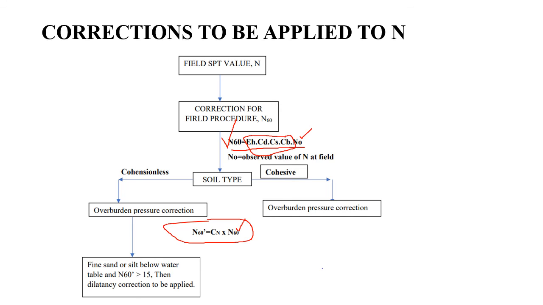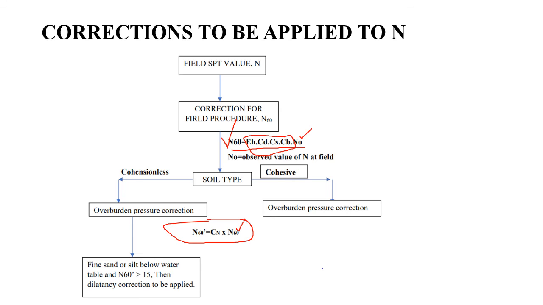Now, for cohesive soils, you can stop the corrections with this step. You don't have to proceed to dilatancy correction, because dilatancy is not a phenomenon observed in cohesive soils. So for cohesive soils, overburden pressure correction is the last correction.